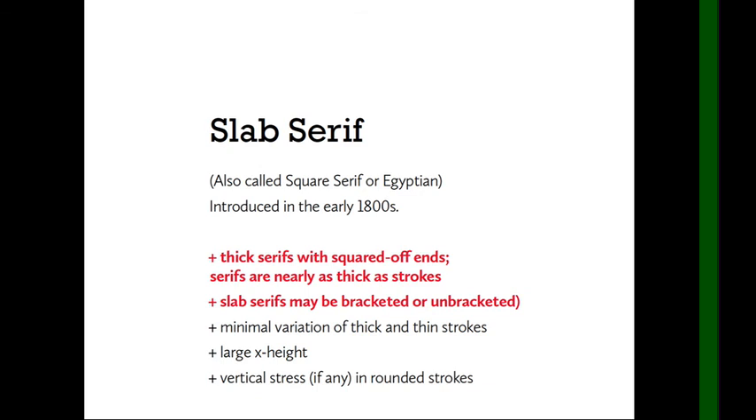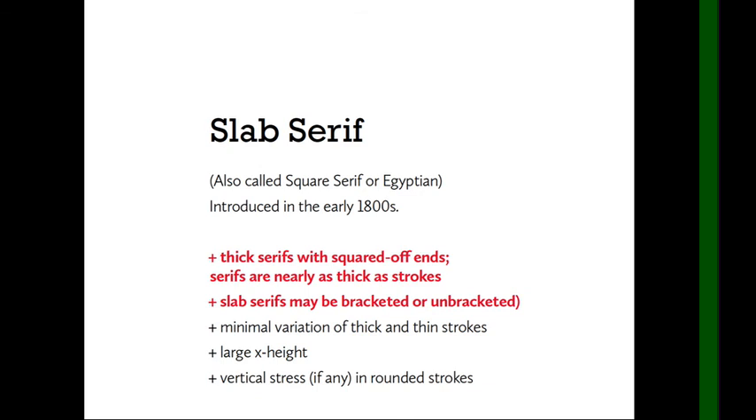Slab serif. This was also introduced in the early 1800s. These have thick serifs with squared off ends. The serifs are generally nearly as thick as the strokes. Slab serifs may be bracketed or unbracketed. There's generally not a lot of difference between the thick and thin. There's generally a large X height. If there's any stress, it's generally a vertical stress, but it's not necessarily so.